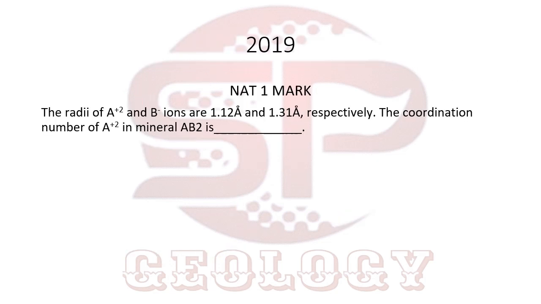Next, 2019 NAT 1 mark question. The radii of A2+ and B- ions are given. As you can see, the radius of the cation and anion is given. The radius of A2+ is 1.12 angstrom, that is the cation, and the anion B- is 1.31. So we have to calculate the coordination number.